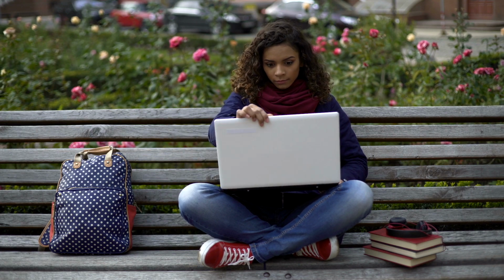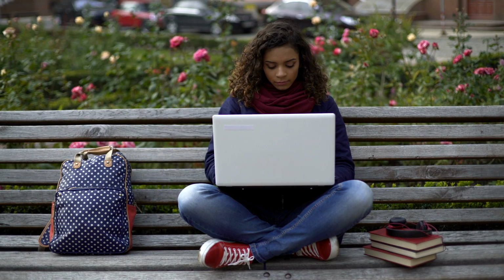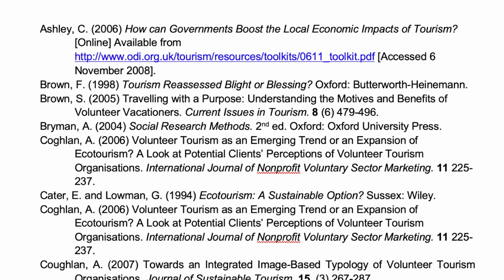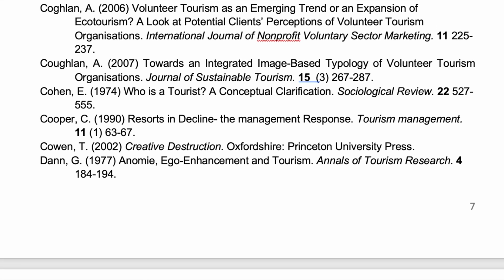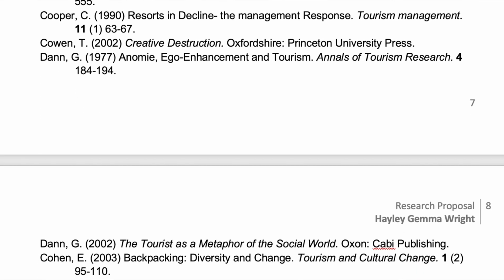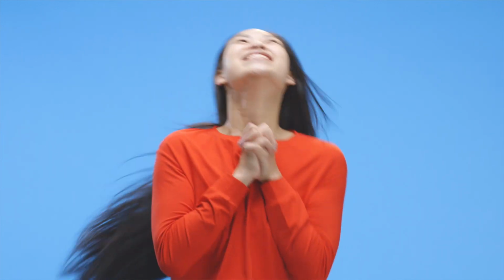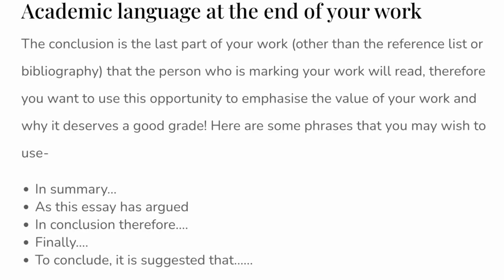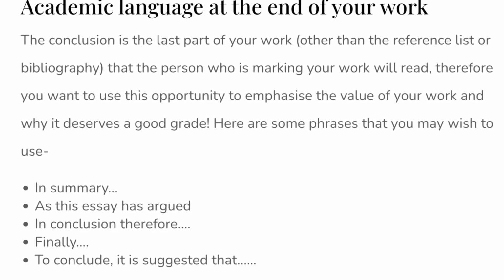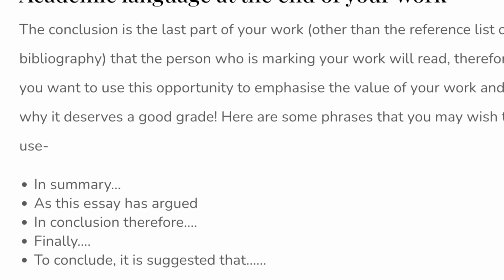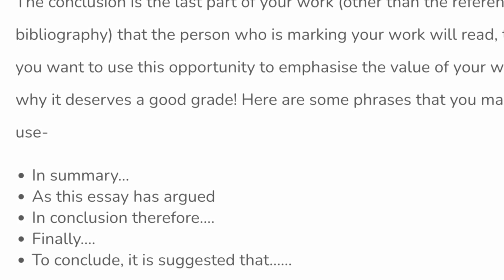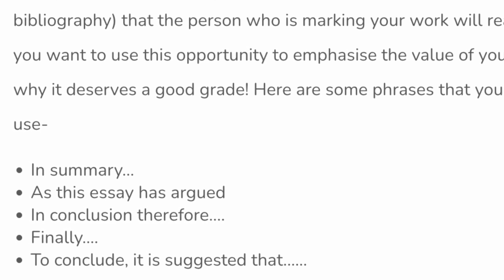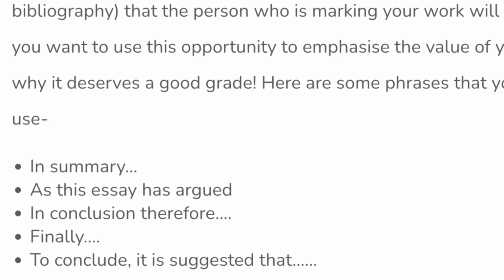And then there is language that we will use at the end of our work. The conclusion is the last part, other than your reference list or your bibliography, that the person who's marking your work will read. Therefore, you want to use this opportunity to emphasise the value of your work and why it deserves that good grade. Here are some phrases you might want to use. In summary, as this essay has argued. In conclusion, therefore. Finally, to conclude, it is suggested that.